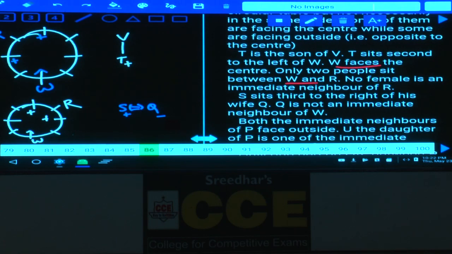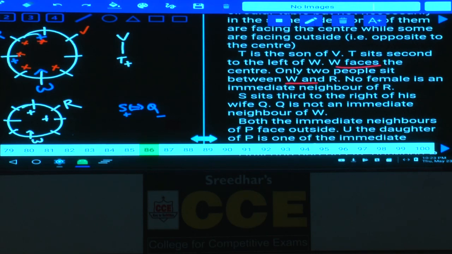Q is not an immediate neighbor of W. As Q is not an immediate neighbor of W, now let us check out. Q cannot be here, Q cannot be here, isn't it? As Q cannot be in these two places, then tell me whether Q can be here or not. Yes, can Q be at this place? Now we are checking out the possibilities for this Q. Q cannot be here, cannot be here, cannot be here as well. Why can Q not be at this place?